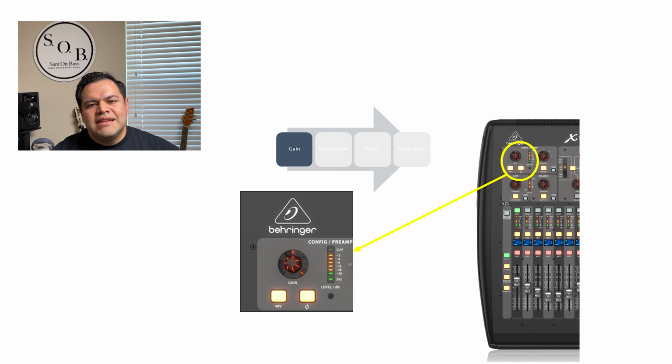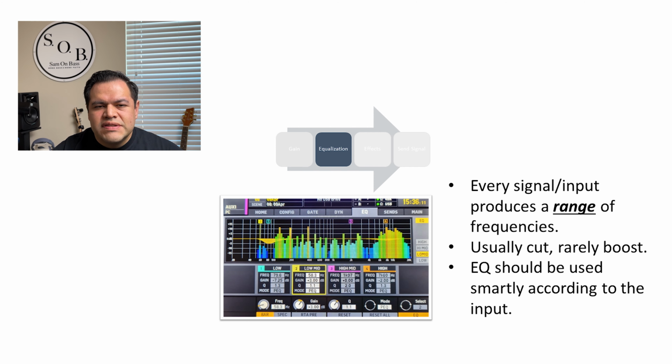So after we've set the gain, which is the first entry point into our mixer per channel, now you start talking about EQ. Remember that every input produces a range of frequencies. Every voice, every sound produces a range of frequencies. A good rule of thumb for EQ is you want to look for frequencies you may want to cut, not necessarily boost. So you're not trying to fix too many things by boosting an EQ because it distorts the sound a lot more than cutting does.